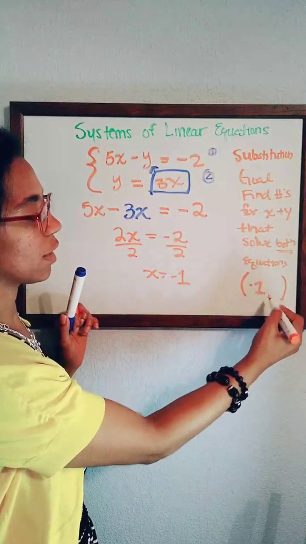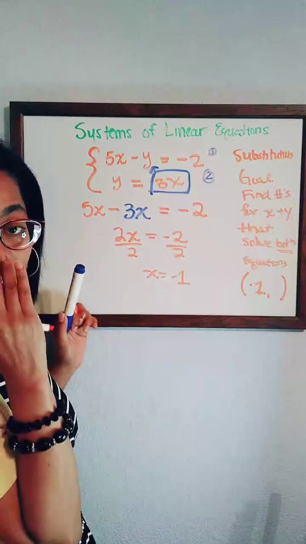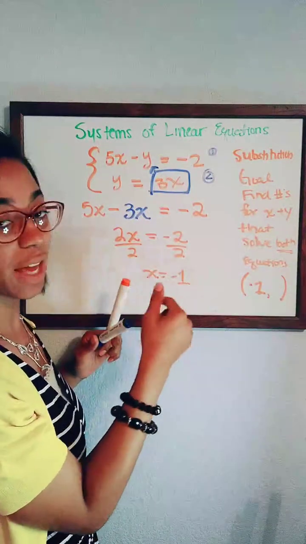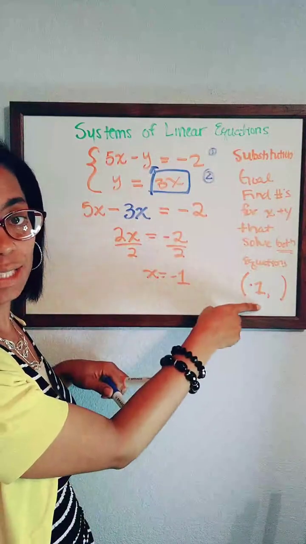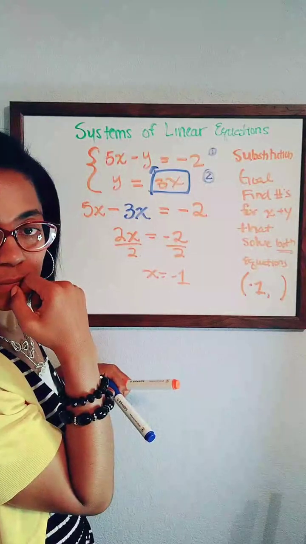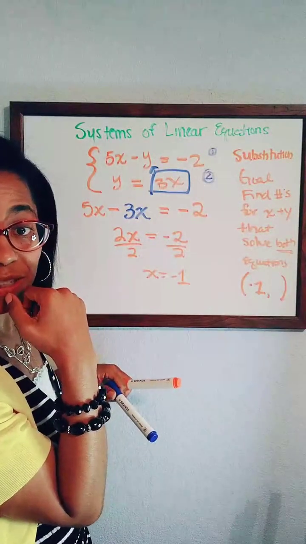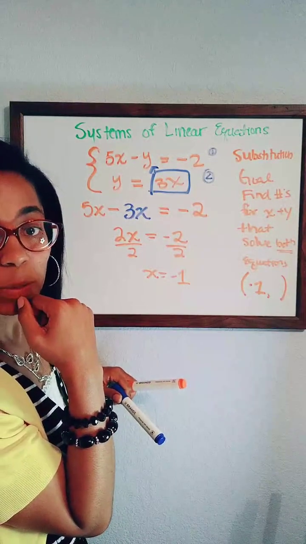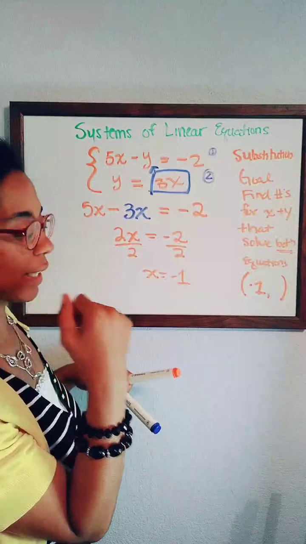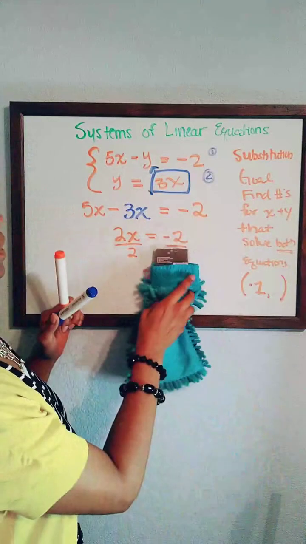What do we do to find the other half of our solution? What do we do now to figure out what y is equal to? Oh, very good. Replace the x with the negative 1, plug in the x. So let's go back up here.